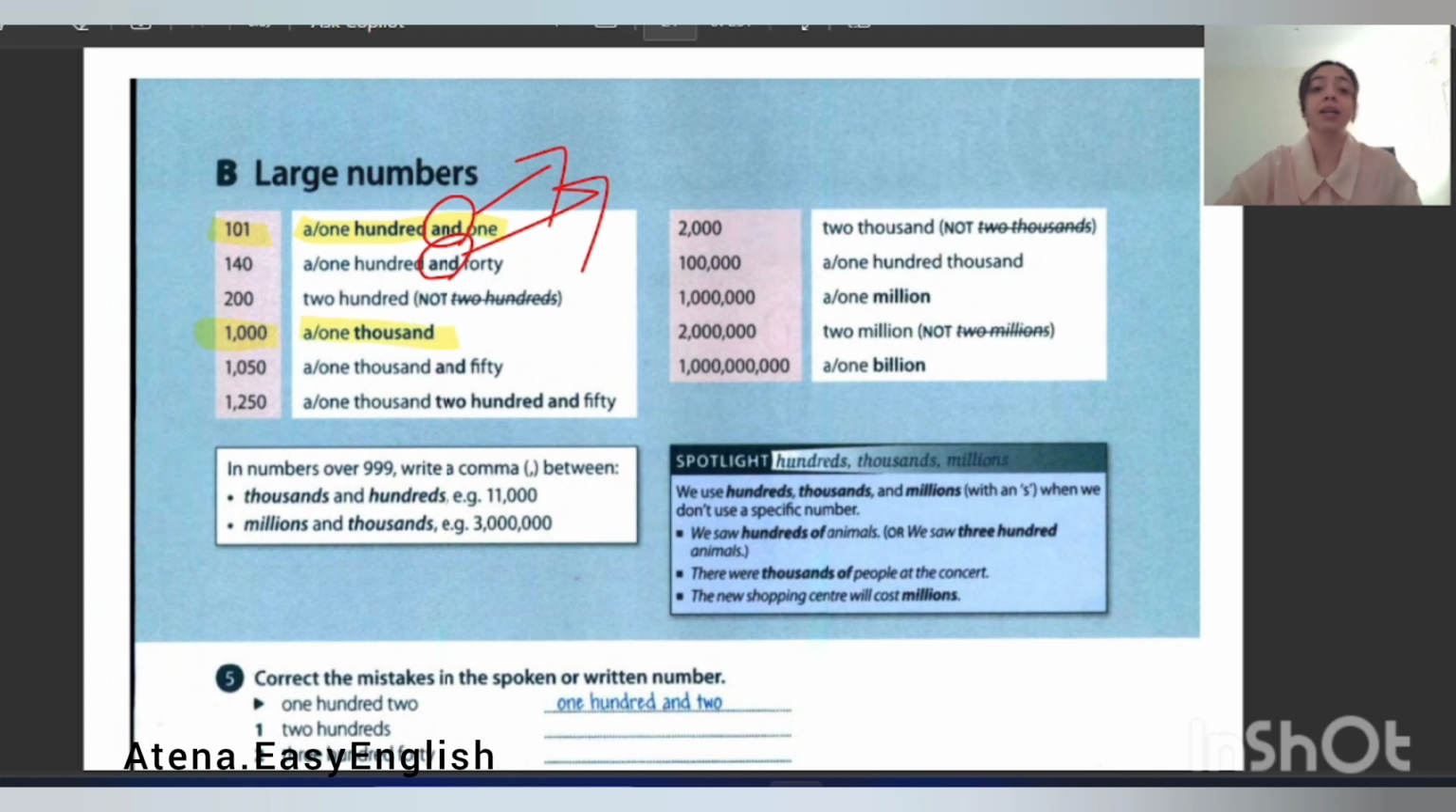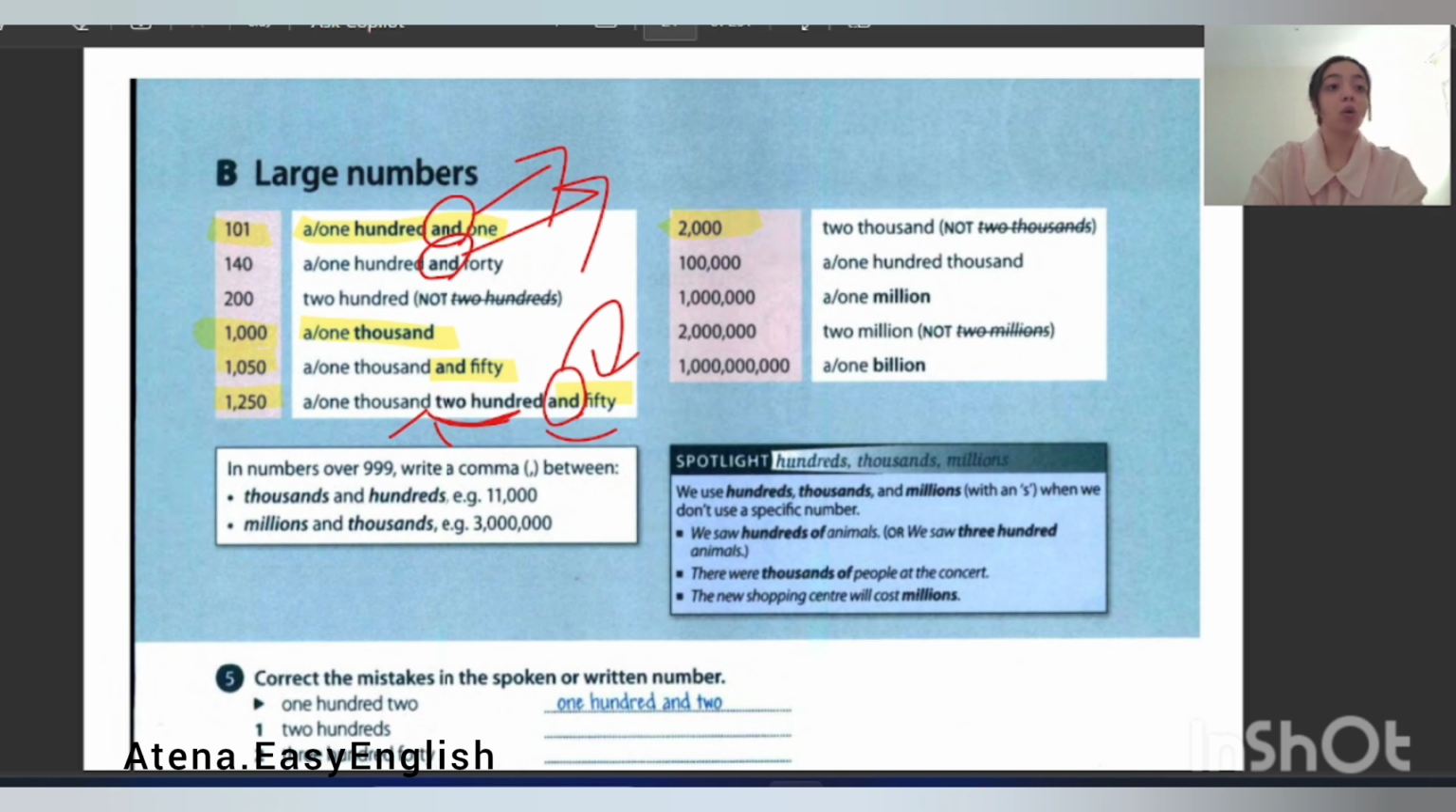1 or 1,000. So after 100 we have thousands. 1,000. 1,050. 1,250. So look at here, the last one gets end. So in here we don't say the and between each part. Just the last one gets end, okay? Now look at the next one.